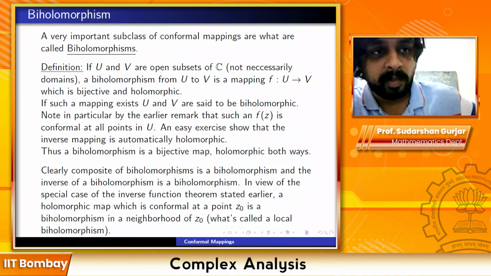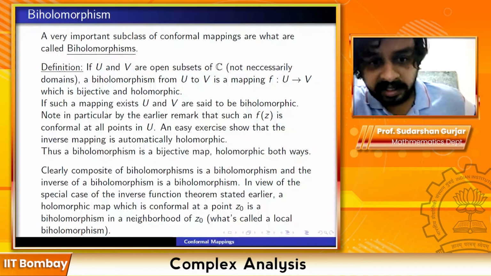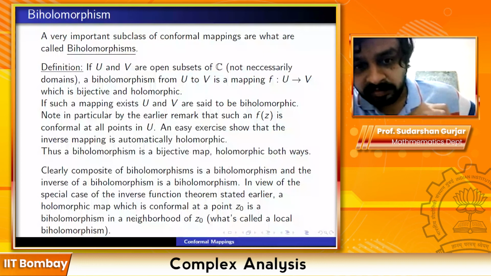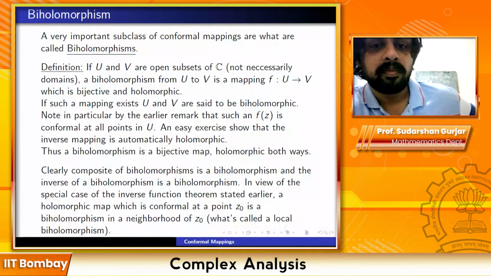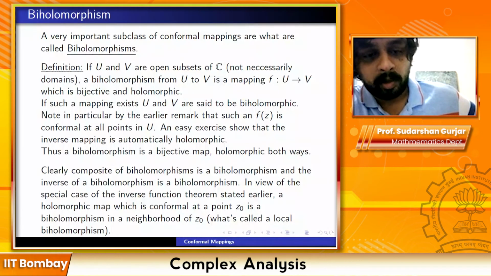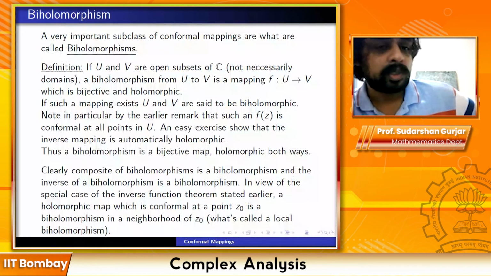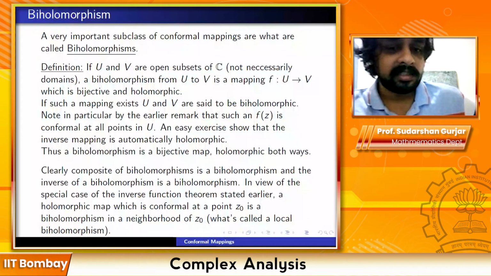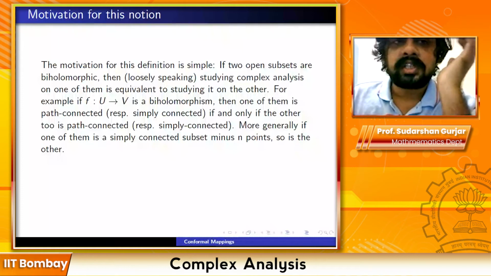Now that we have this definition of biholomorphism, the inverse function theorem exactly says that if you have a holomorphic function which is conformal at a point, then it is a biholomorphism in a neighborhood. What's called a local biholomorphism. It's only a biholomorphism in a neighborhood. That's why the word local biholomorphism. So this was exactly the inverse function theorem, right? If it's conformal, then locally it has a holomorphic inverse. Okay.